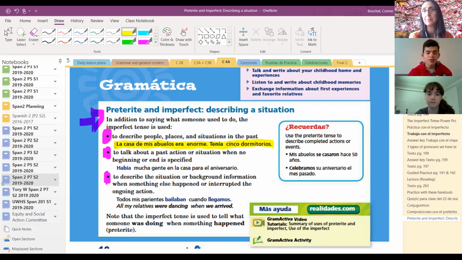The house of my grandparents is very big. Mm-hmm, very big. They have 5 bedrooms. Right. Now you said is and you said have. It was correct in the past. They're describing my grandparents' house. It was and it had. Correct. Okay. Alisa, can you read the second example? Había mucha gente en la casa para el aniversario. So, do you remember what había comes from?